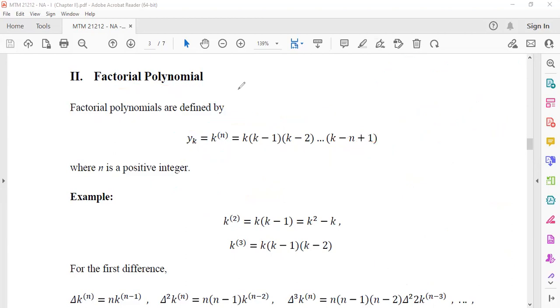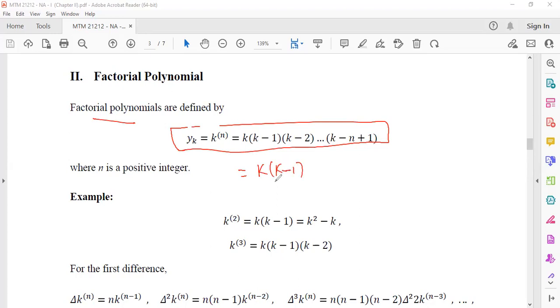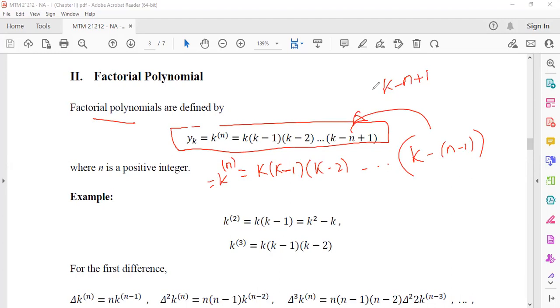I'll write again. This is the equation for the factorial polynomial, which is k minus 1. This is kind of a factorial, no? That's why it is named a factorial polynomial. If you need k to the power n, you have to go up to the n minus 1 term. That's what they have written as k minus n plus 1, in one bracket. If you need two brackets, you can write it this way, where n is a positive integer.